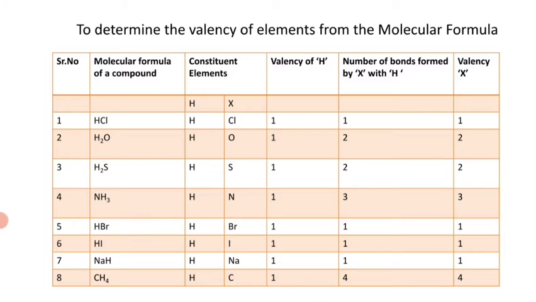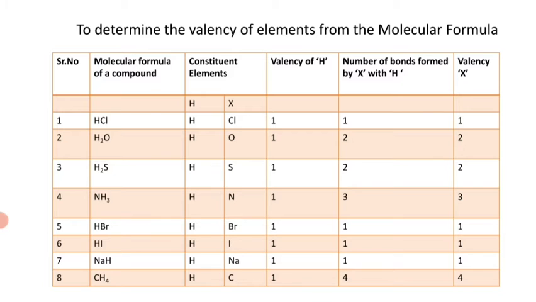Here in the first example, both atoms have valency 1, so there will be only one chemical bond. In the second example, one atom has valency 1 and the other atom has valency 2. The larger number is 2, so the greater valency is 2. So this compound will have two chemical bonds. H2S has two chemical bonds.